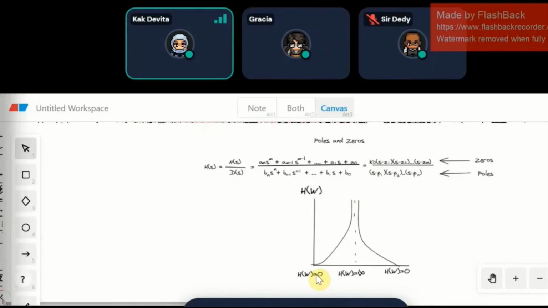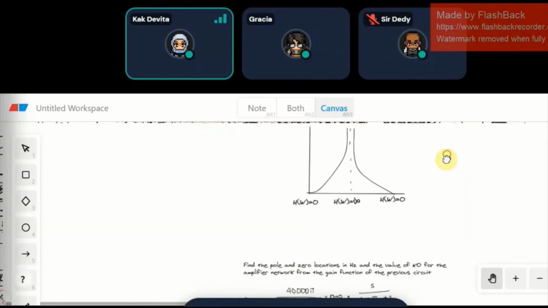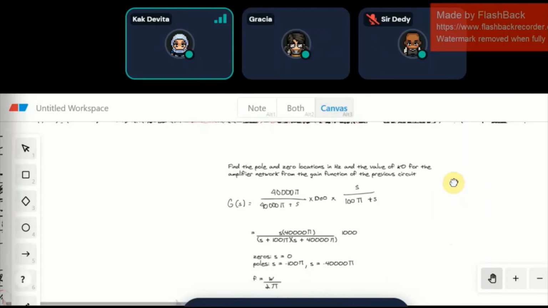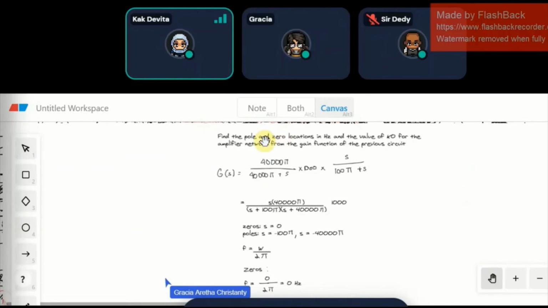From this graph you can see that when the numerator is 0, then it will be at 0 on the bottom. And when the denominator is 0, it will be infinity. So let's try going to this example question that is based off of Pak Dedi's circuit. Okay, so this is the last equation we got from Pak Dedi, right? If we simplify it, it can become like this.